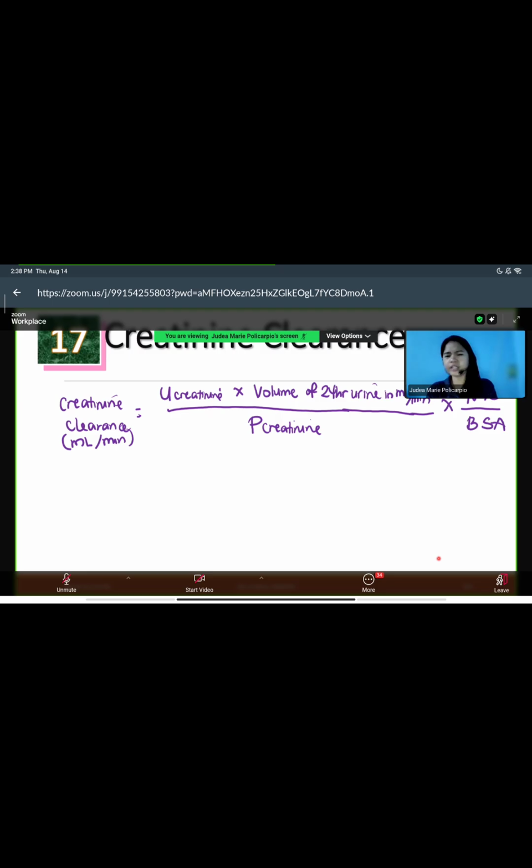Ano ba yung greatest source of error when it comes to any clearance procedure? Not just creatinine, ano? Any clearance na procedure. Usually kapag clearance kasi gumagamit ng 24-hour urine. At ang greatest source of error lies on the 24-hour urine, especially pag improperly collected. Okay, recall question ha? Greatest source of error in any clearance procedure, including the creatinine clearance, lies on the improperly collected na 24-hour na urine.